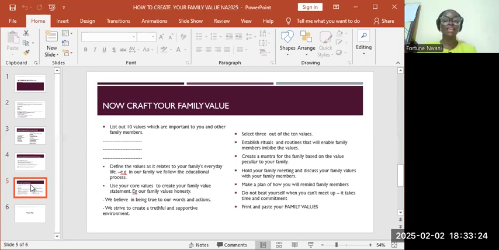So create a ritual, create a routine that will help family members to imbibe your family's value. Create a mantra for the family based on the value peculiar to you. So when we talk about creating a mantra, I've tried to use some of them to teach us. So I say things like, family members help each other.